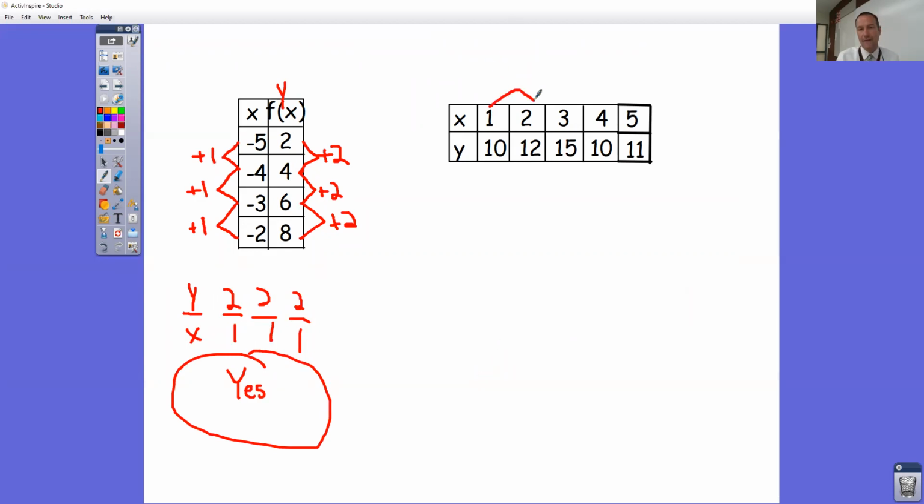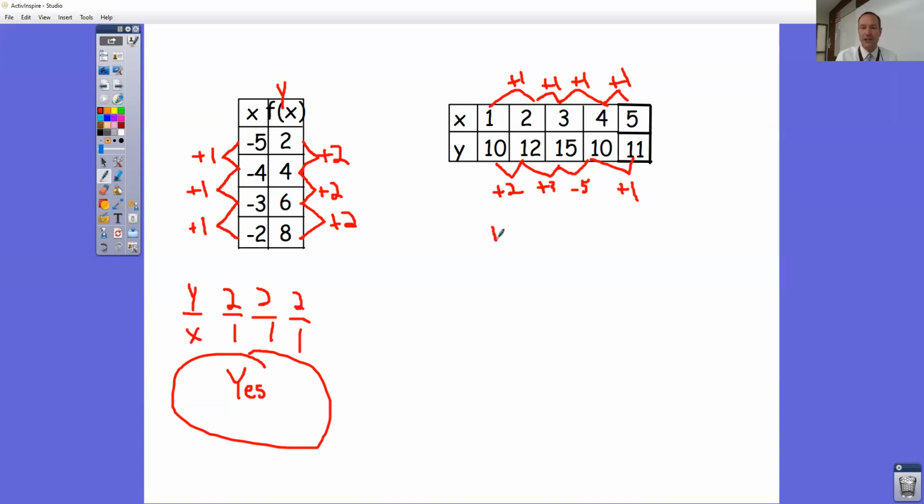In this one, you have to go from x to x, so we're adding by 1. X to x, we're adding by 1. X to x, we're adding by 1. And x to x, we're adding by 1. When we take a look at our y's, 10 to 12, we're adding by 2. 12 to 15, we're adding by 3. 15 to -10, we are subtracting by 5. -10 to 11, we're adding by 1.